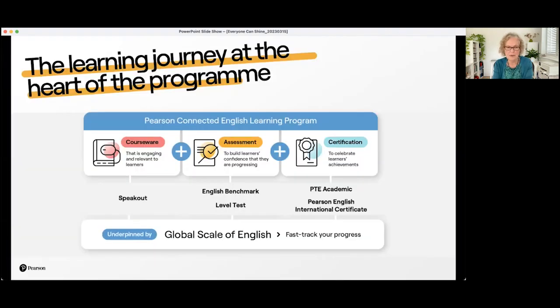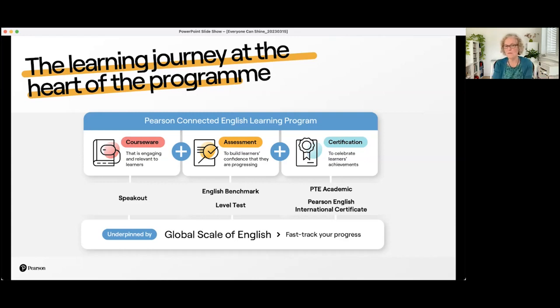So to put this in context, let's look at the Pearson Connected English Learning Program. If we look at Gina, Gina starts with the assessment, the level test, where she finds out she's A2+. She starts taking benchmark tests, Pearson benchmark tests, which she can take again and again to find out how she is doing and build her confidence that she's progressing. In her course, she's using interesting coursework, and she's doing extra work to really develop those skills that are a bit weak in her case.